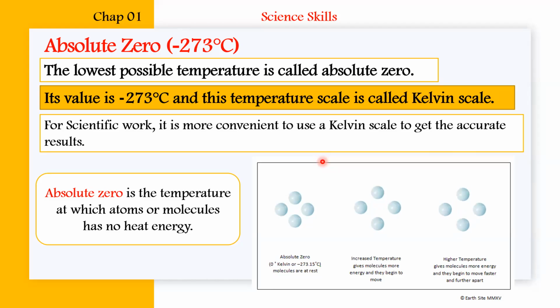Its value is minus 273 degrees centigrade, and this temperature scale is called the Kelvin scale. Minus 273 degrees centigrade is what's called zero Kelvin. The Kelvin scale will start from minus 273 degrees centigrade. For scientific work, it is more convenient to use the Kelvin scale to get accurate results. Why are we using the Kelvin scale? Because there is a wide range of temperatures, and the other two temperature scales do not have enough space, so that's why we use the Kelvin scale.